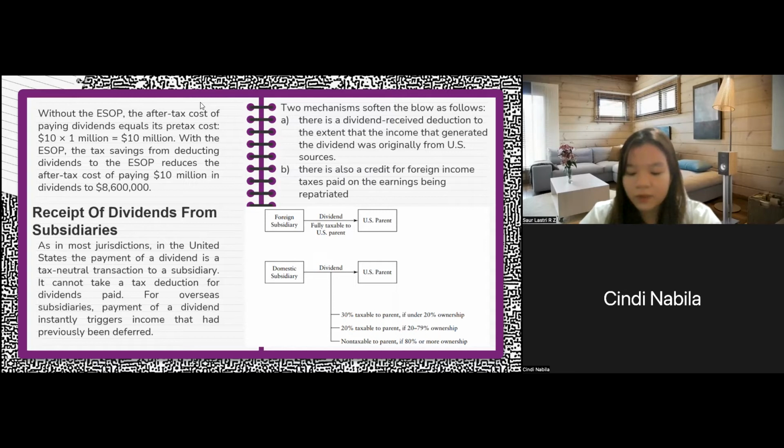The first is a dividend received deduction, where the income that generated the dividend was originally from US sources. The second is a credit for foreign income tax paid on the earnings being repatriated. As we can see, the foreign subsidiary's dividend is fully taxable to the US parent. For a domestic subsidiary, it consists of some parts: 30% taxable to the parent if under 20% ownership, 20% taxable to the parent if 20 to 79% ownership, and non-taxable to the parent if 80% or more ownership.